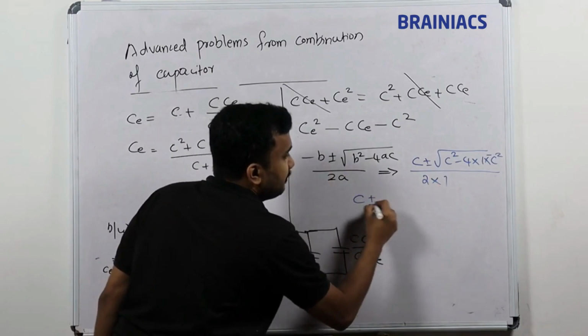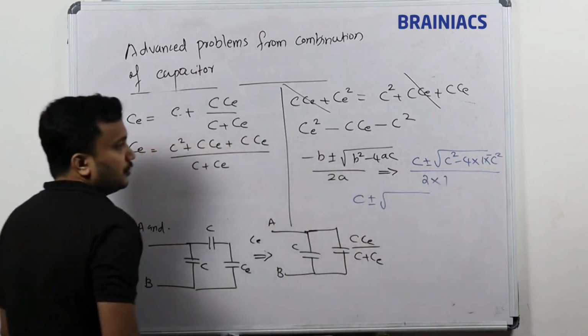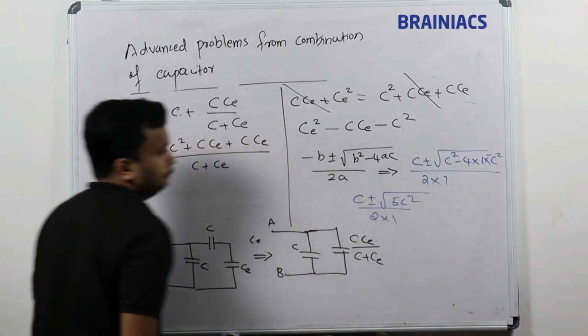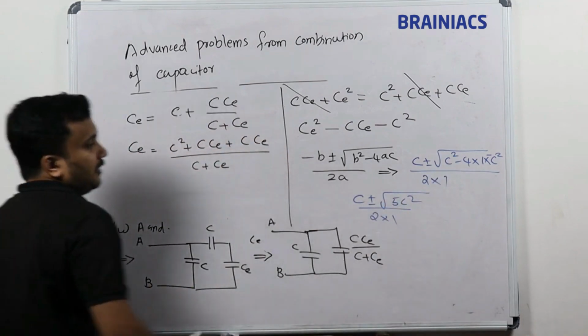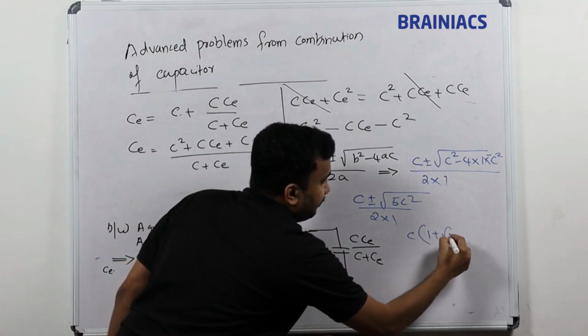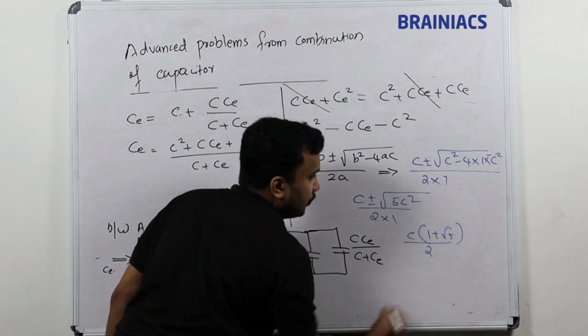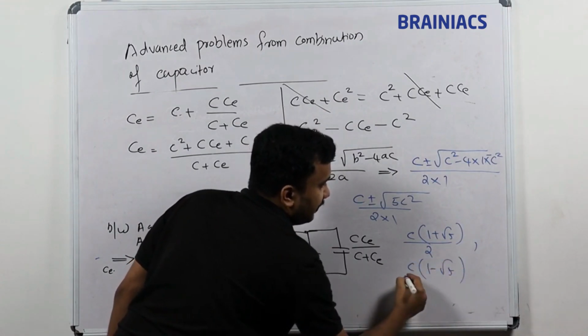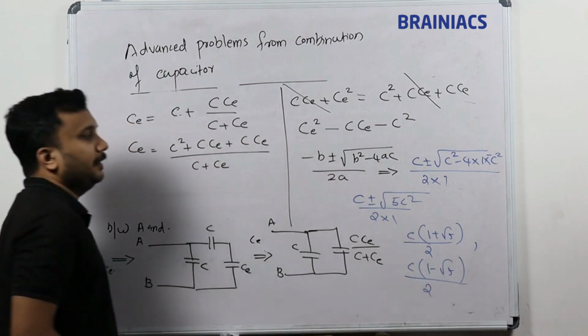So we'll simplify: C plus or minus. This becomes 4C square, so it becomes 5C square divided by 2 into 1. So C square will come, and I can solve this one. If I take C outside, C into 1 plus root 5 divided by 2 is one solution. Another solution is C into 1 minus root 5 divided by 2.